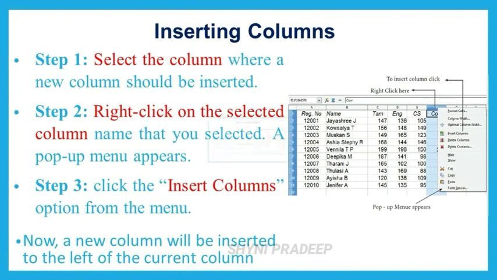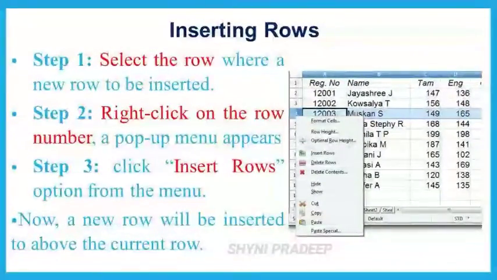Next, inserting rows. You can insert a new row anywhere in the worksheet. For that, you have to follow these steps. First, select the row where you want to insert, and next right click on the row. One pop-up menu will appear. In that pop-up menu, select the insert rows option. Now a new row will be inserted above the current row.